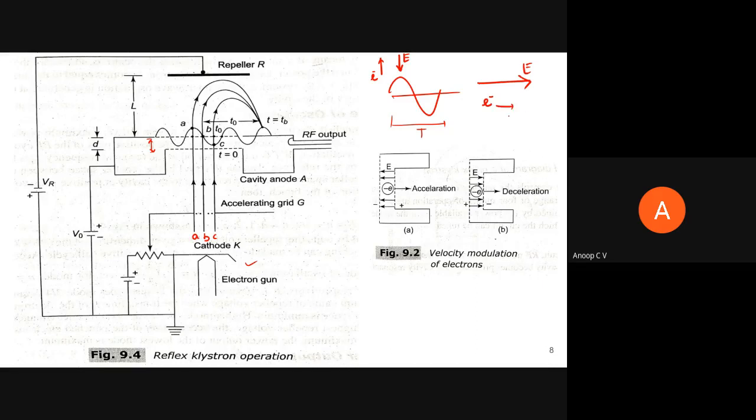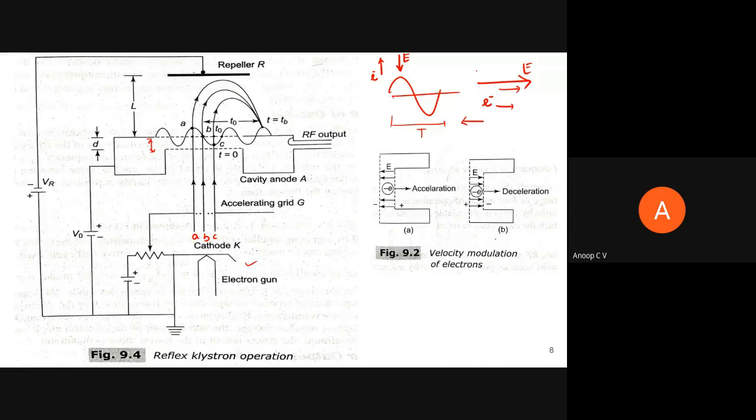Towards right, towards left? Please unmute and tell. Maybe I should ask Kaveshri. In which direction will the electron move? In the direction of the electric field or opposite to the direction of the electric field? Opposite. Opposite to the direction of electric field, of course.